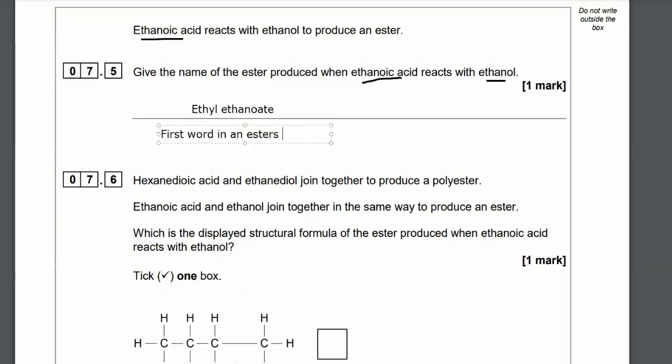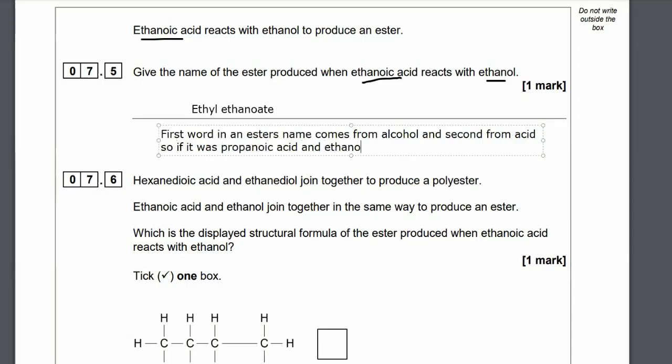But when you're naming an ester, a more difficult one, the first word comes from the alcohol and the second word comes from the carboxylic acid. So, for example, if we had propanoic acid and ethanol, the name would be ethyl propanoate. So the second word comes from the carboxylic acid. So it'd be ethyl propanoate.